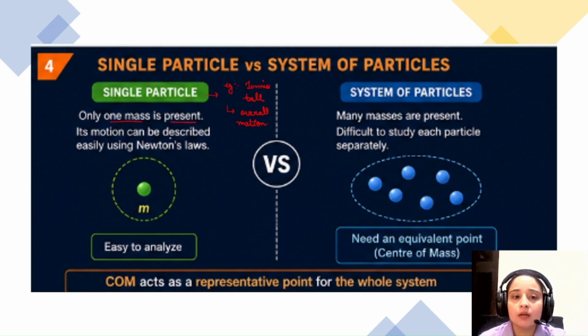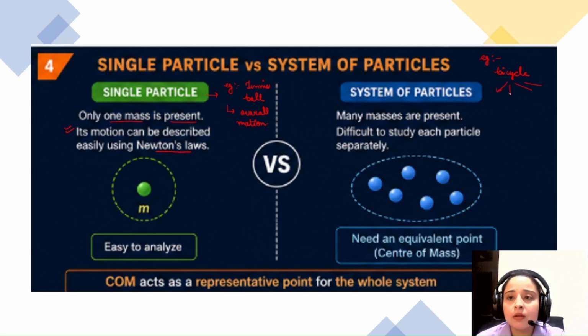You can describe its motion by using Newton's law. So we can treat this tennis ball motion as a single particle motion because we are interested in its overall motion. But let me think of another example. Another example, let's say a bicycle. Can you treat this bicycle as a single particle? No, because it is made up of various parts.